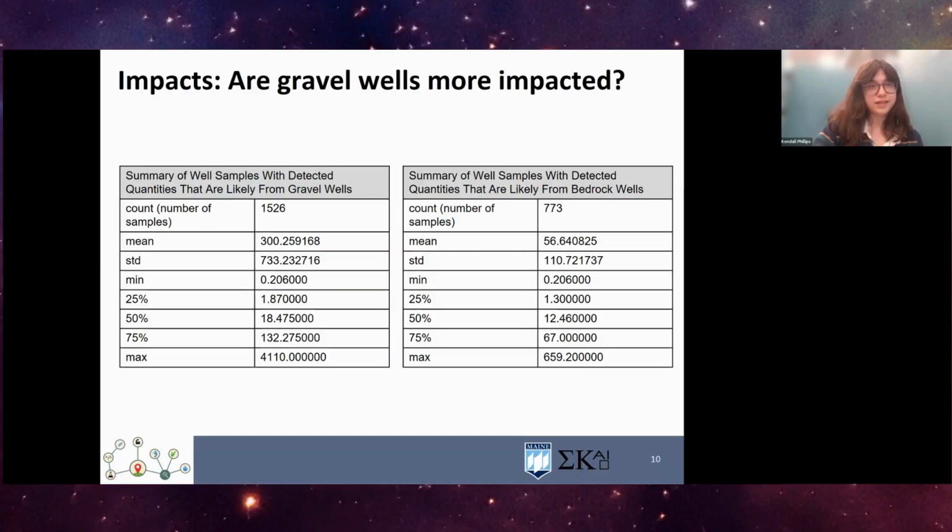As in the previous plot, the 25th and 50th percentile do not vary much between the 2, but then as we move up towards 75 and the max, you have very different concentration levels for those 2. So this mimics the pattern we were expecting to see. We've got higher concentrations in gravel wells that are typically shallower than we have in bedrock wells that are deeper. So I will now hand it over to Adrita.